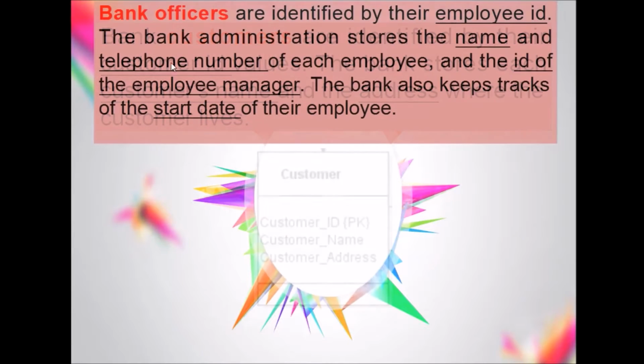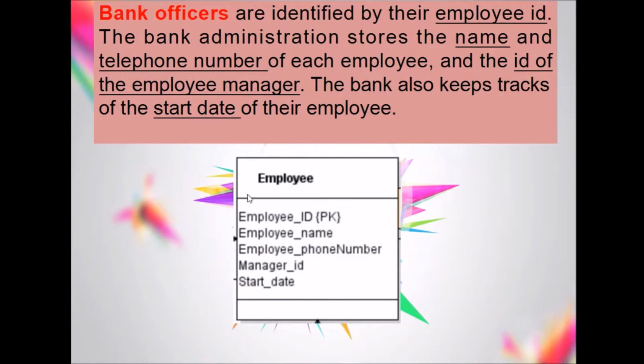address. The third entity will be bank officer, identified by their employee ID. The bank administrator stores the name and the telephone number of each employee, and the ID of the employee's manager. The bank also keeps track of the start date of their employees. So this will be the entity Employee, and the attributes will be employee ID as the primary key, employee name, employee phone number, manager ID, and start date.